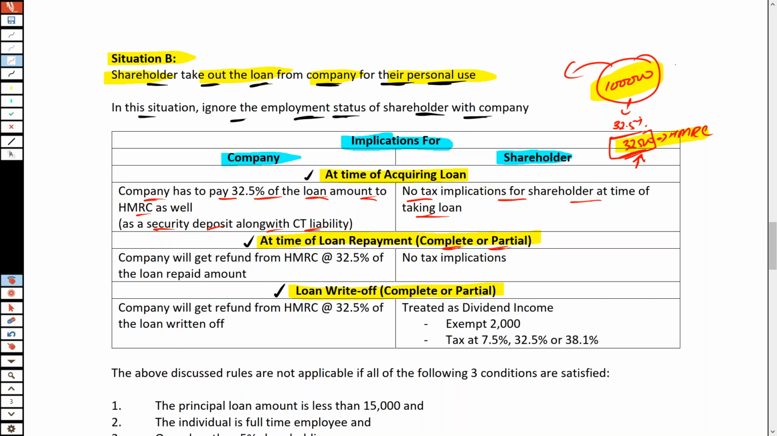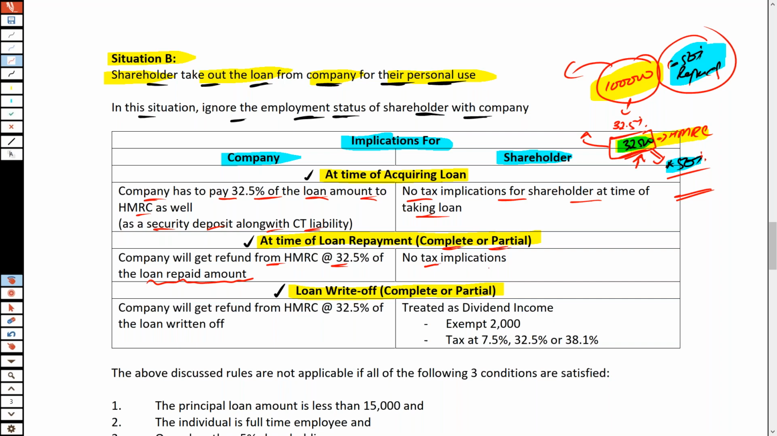But let's say from this 100,000, only 50% is repaid by the shareholder to the company. On the same amount of 32,500, HMRC would also repay 50%. So the company will get a refund from HMRC at 32.5% of the loan repaid amount. If the loan is repaid in full, the company would get the whole amount of 32,500 from HMRC. But if the shareholder only repays 50% of the loan amount, HMRC would also give a 50% refund of the 32,500.